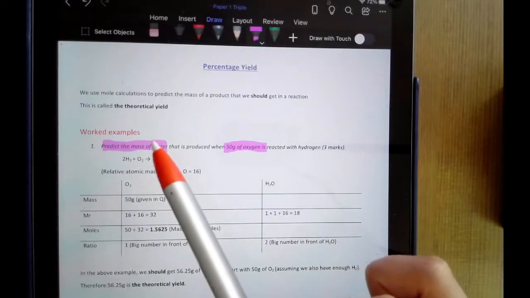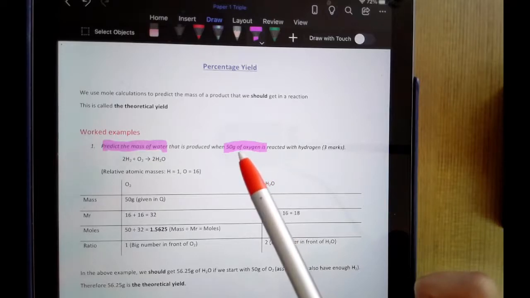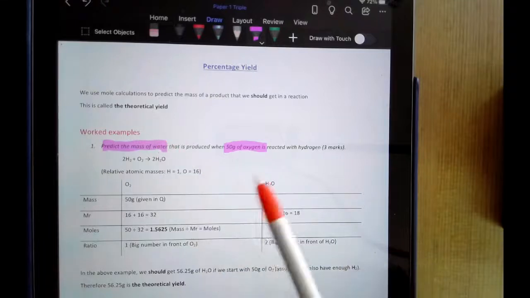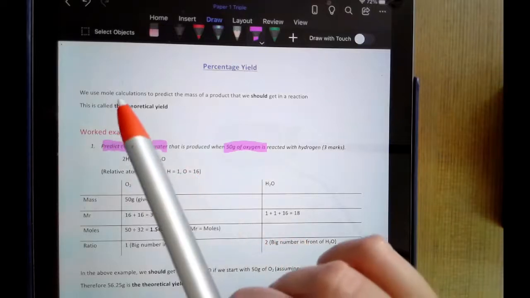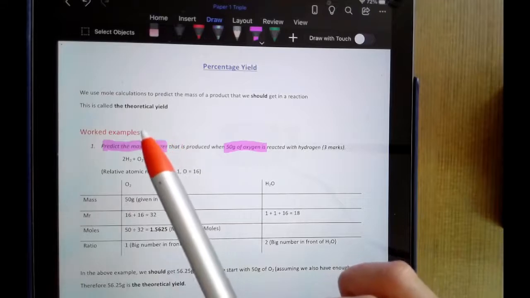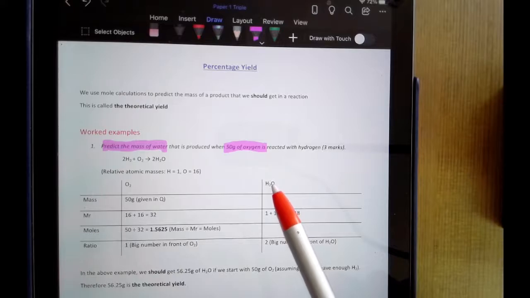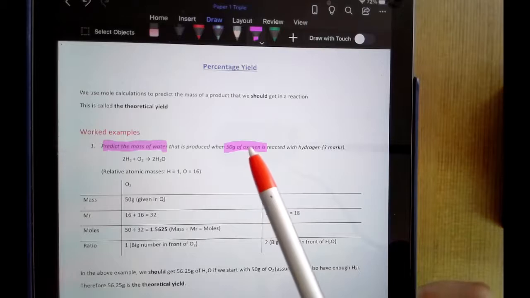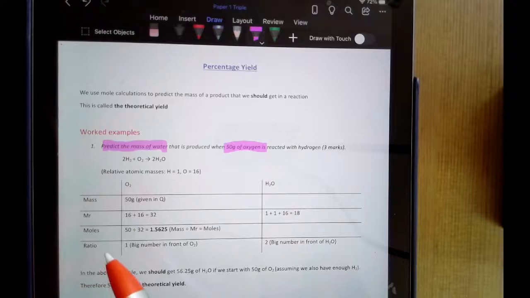It's the amount of water we should produce in theory if we're starting off with 50 grams of oxygen and we have enough hydrogen. So to calculate the theoretical yield, we just use the same mole table that we were using in the previous topic. I've introduced this new word, theoretical yield, that we didn't have in CC9, but the process is exactly the same. I'm given information about water, so I put water in my table. I'm asked about water, so I put water in my table. I'm given information about oxygen, so I put oxygen in my table. Then I've got mass, formula mass, moles, and ratio, just like I always do.